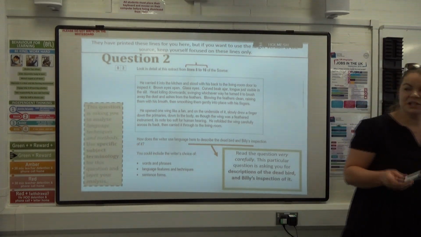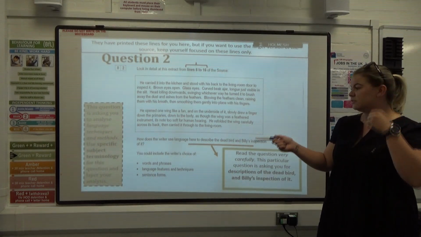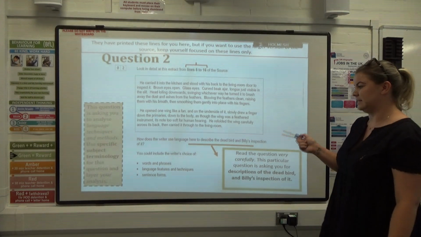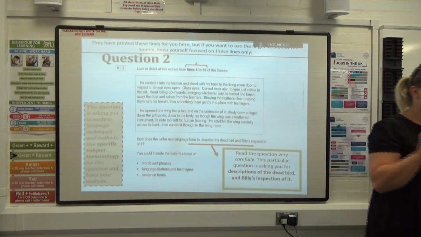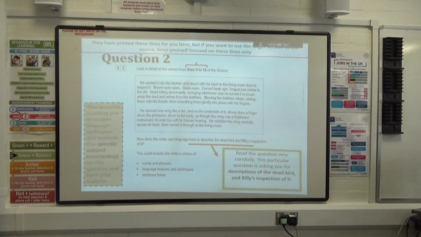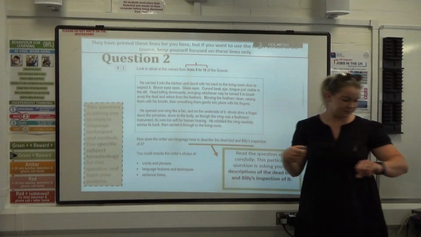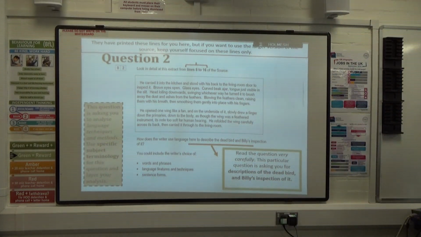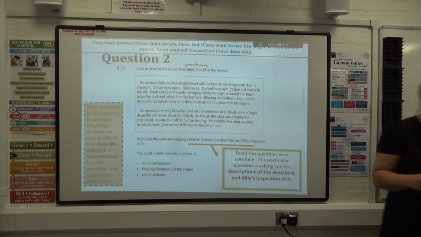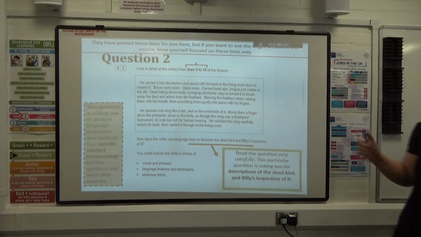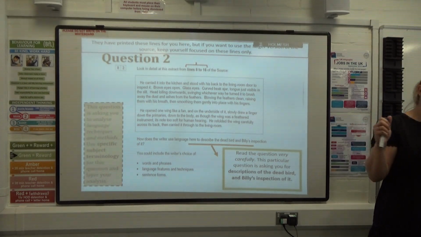What we're going to do for our question, which is look at how does the writer use language here to describe the dead bird and Billy's inspection of it, is we're just going to look at lines 8 to 16. So can you grab a pen and on your source put a box around lines 8 to 16. Can you highlight it? No, don't highlight it yet because you're going to highlight some quotations within it. Right, what numbers? 8 to 16. I don't know. There are numbers at the side to help. Right, so we've got lines 8 to 16 all boxed off, okay?